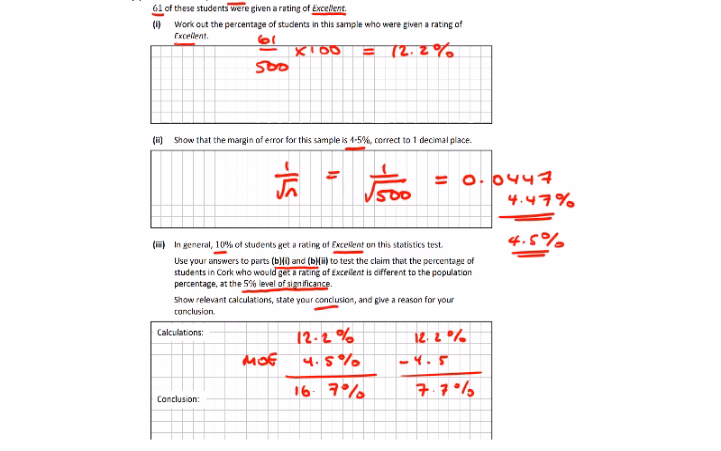We're asked to show relevant calculations. This is them, and state our conclusion. So 10% is the norm. And you can see here that 10% is within the range. Therefore, we can say that with 95% confidence that 10% of students get a rating of excellent on the test.